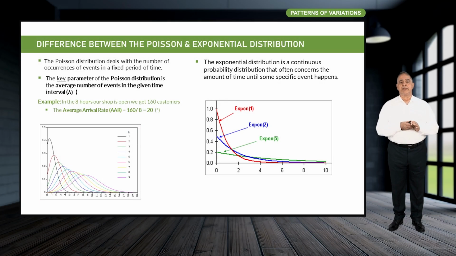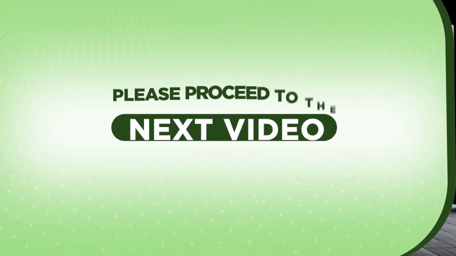So what is the difference between the Poisson distribution and the exponential distribution? Although they have some similarities, they are different. The Poisson distribution deals with the number of occurrences of events in a fixed period of time. On the other hand, the exponential distribution concerns the amount of time until some specific event happens. So this is the distinction and the main difference between the two.